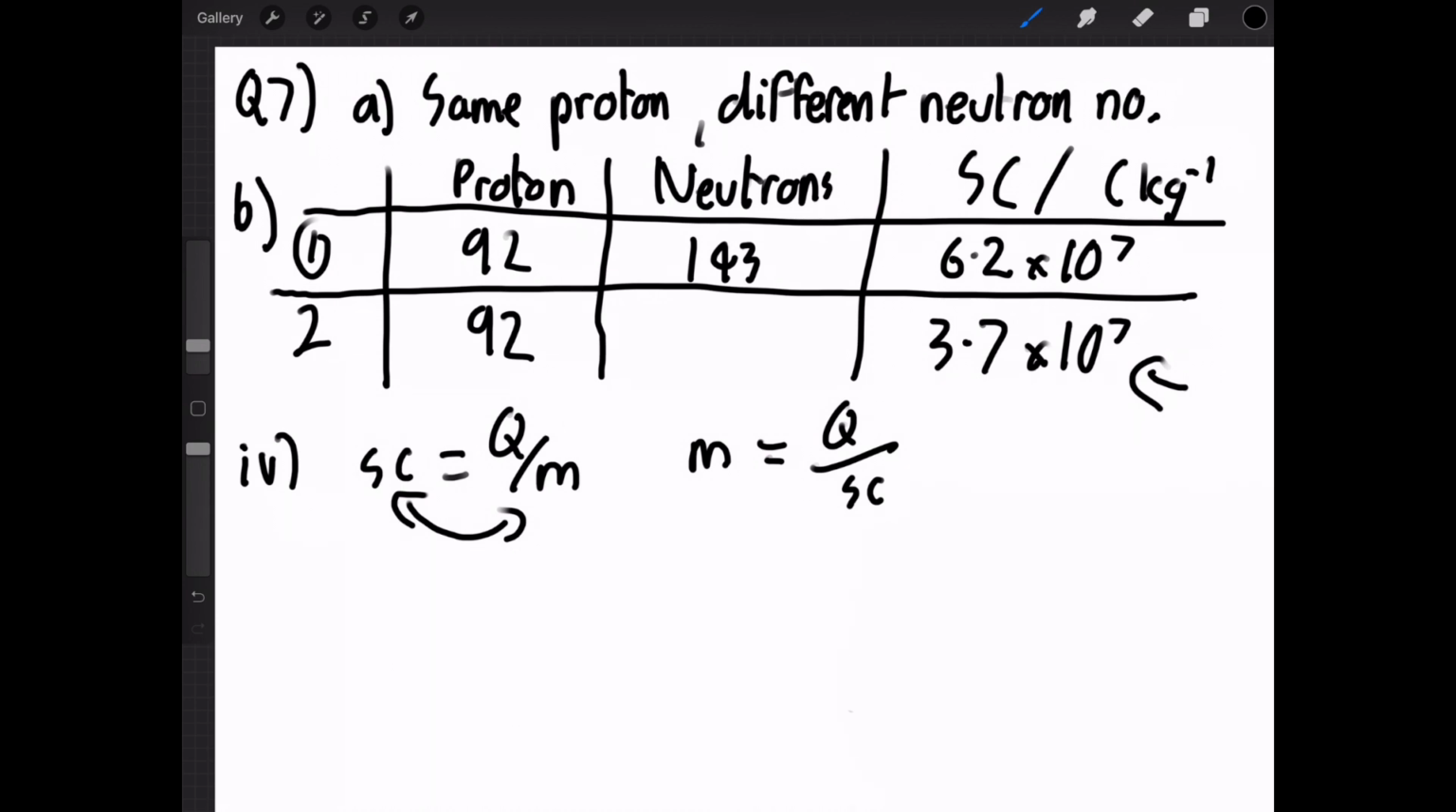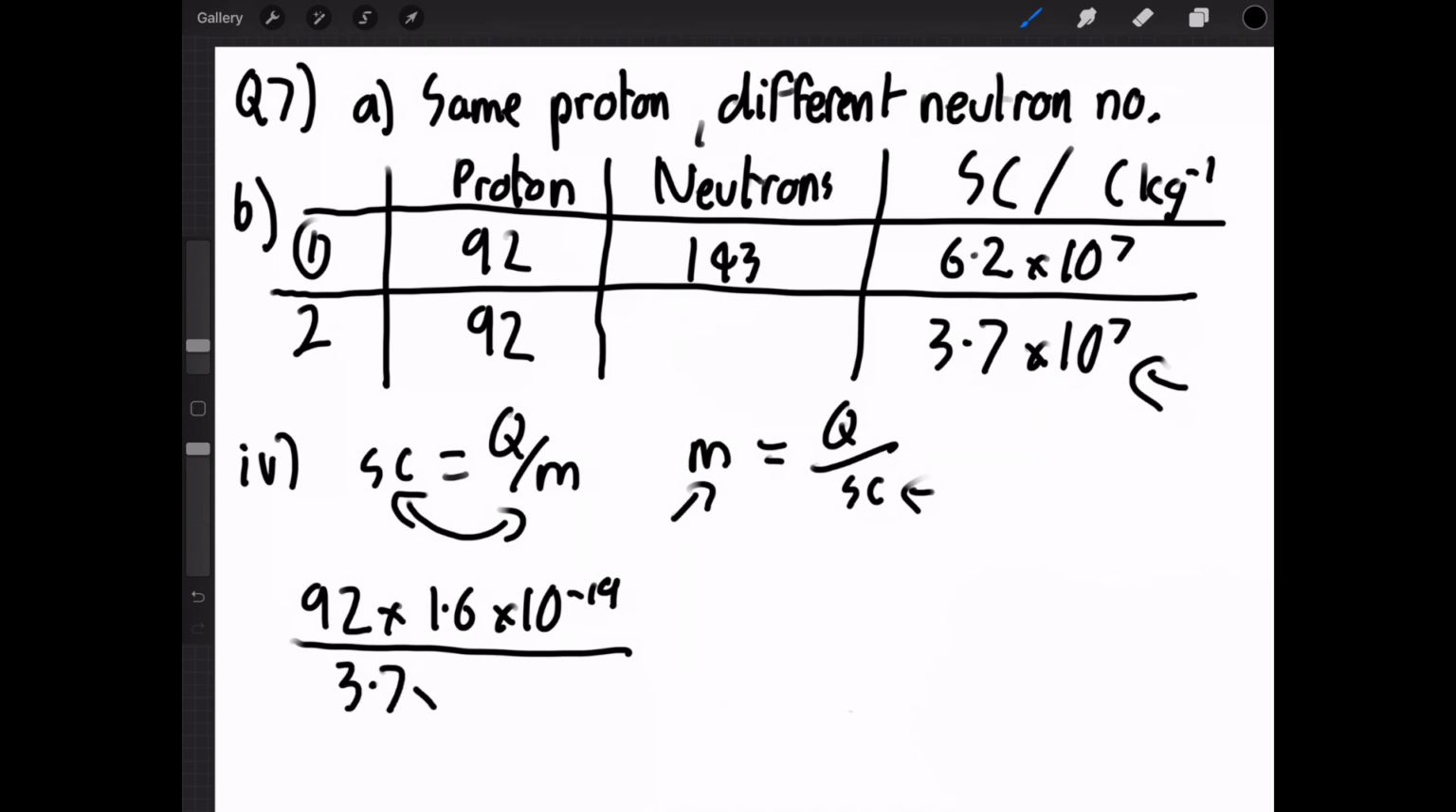Right, so let's crunch those numbers out. What have we got? The charge is going to be 92 times 1.6 times 10 to the minus 19. That's the charge on a proton. And we're going to divide it now by the specific charge over here so that we can work out the mass over there. And we're given that 3.7 times 10 raised to the power 7. So that gives me a number. It'll give you about 978 times 10 raised to the power minus 25.